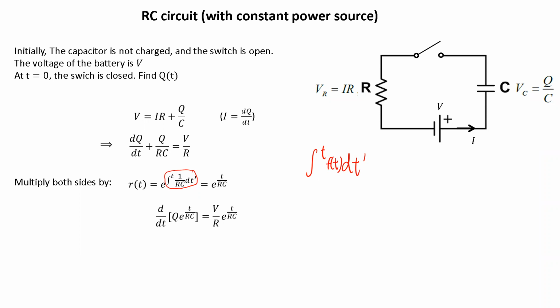Let me clarify again. If I have both an upper limit and a lower limit, let's say I write it this way, what would this definite integral be? That would be F of t minus F of t naught, where this capital F is the antiderivative of this small f. So if I have both upper and lower limits specified, this is the definition.